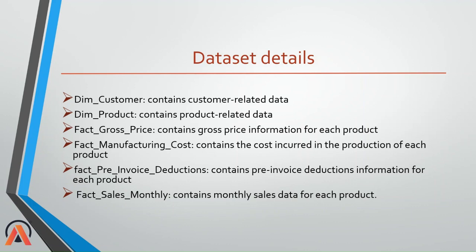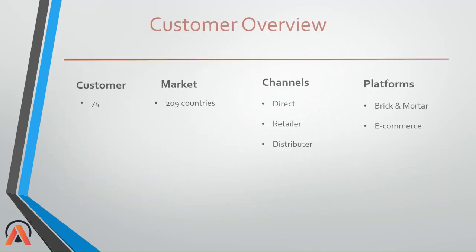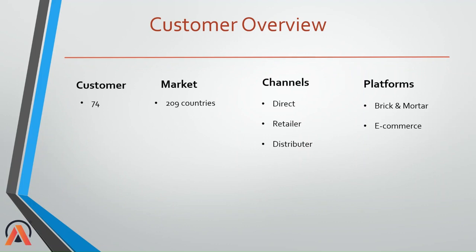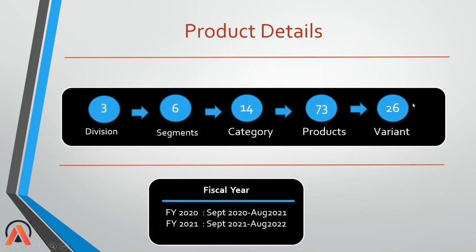And now we will look at the customer overview. We understand from the customer overview that Atlic Hardware has 74 customers and operates in 209 countries. The channels through which Atlic Hardware is working is through direct retail and distributor, and the presence of Atlic Hardware is online and offline as well. Product details.